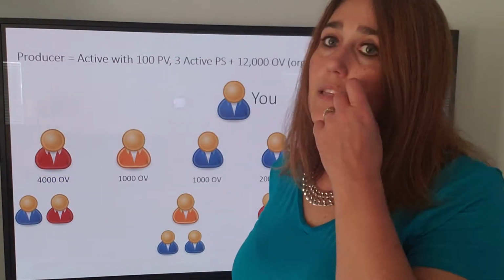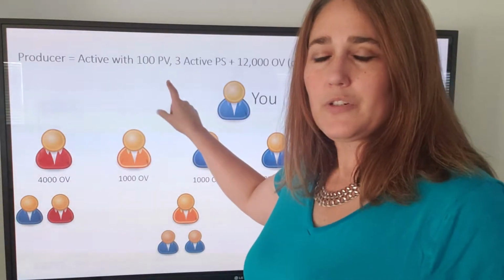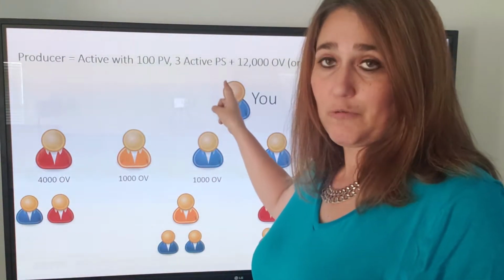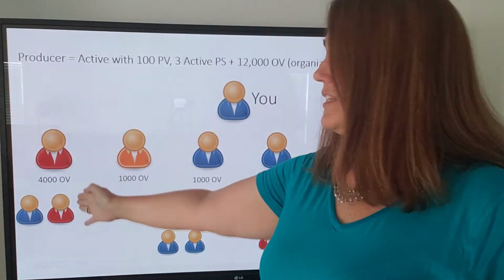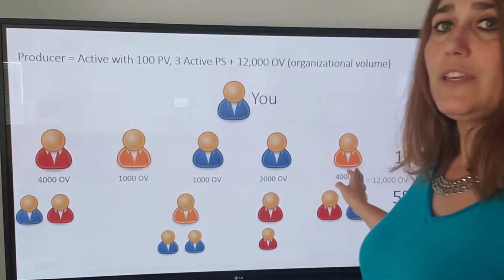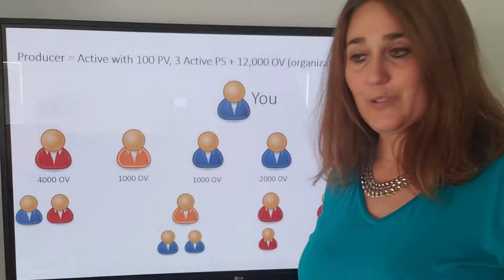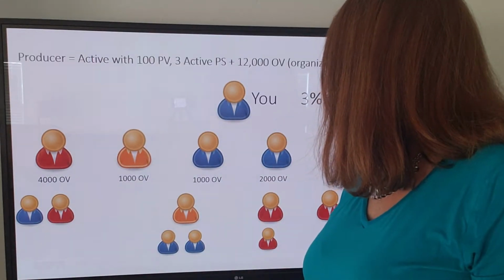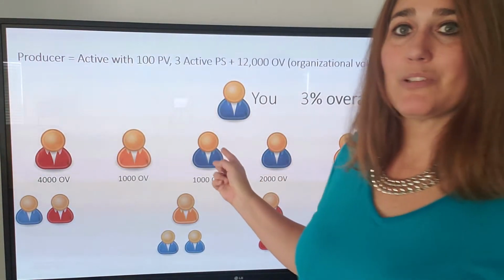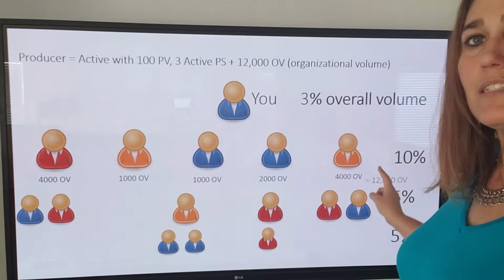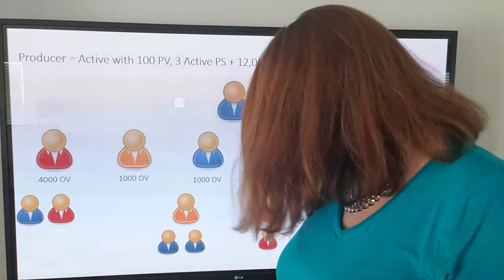Okay, the next one then is producer. So the producer, you have to be active with 100 PV, 3 personally sponsored active, and now you're up to 12,000 OV. So again, each leg produces you OV, and then together, if you have 12,000, you become a producer. Now with that, you get 3% overall. So you jump from 1% to 3%. Now this here doesn't change any. You still get 10, 5, and 5, but now you're up to 3% for your overall team volume.